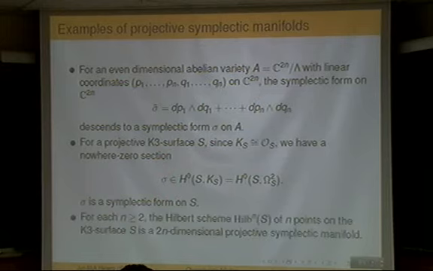More interesting examples are given by Hilbert schemes. For a fixed projective K3 surface S and positive number n, we consider the Hilbert scheme of n points on the K3 surface. Then this is a 2n-dimensional projective symplectic manifold. And there's a canonical symplectic form induced by the symplectic form on the K3 surface. So this is also well known. So these are examples of projective symplectic manifolds.